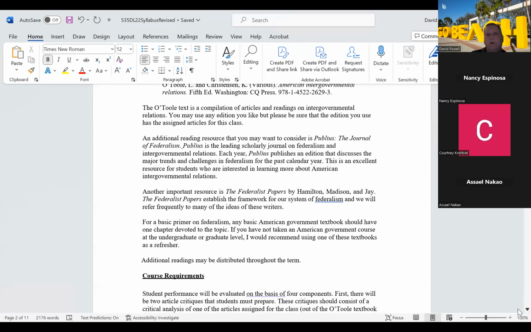Another important resource, the Federalist Papers. You've probably read, in undergraduate political science courses, the Federalist Papers, or at least a selection of them. As we know, they were written by Alexander Hamilton, James Madison, and John Jay. The purpose of the Federalist Papers was to try and sell the new Constitution to anti-Federalists and the citizens of New York.